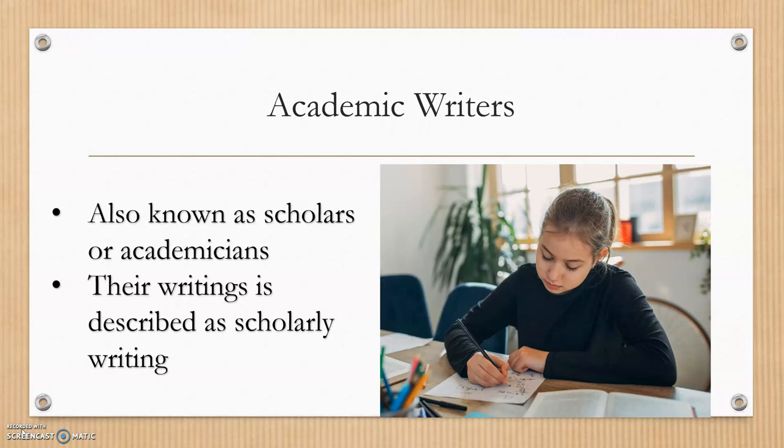Academic writers are normally referred to as scholars or academicians, and their writing is described as scholarly writing. Academic writing is writing produced by scholars for other scholars. In other words, students who produce academic papers are presenting themselves as scholars. A scholar's work bears testimony to systematic study and use of authentic materials and evidences.